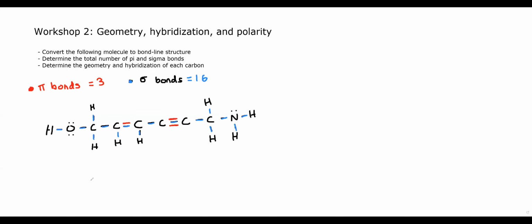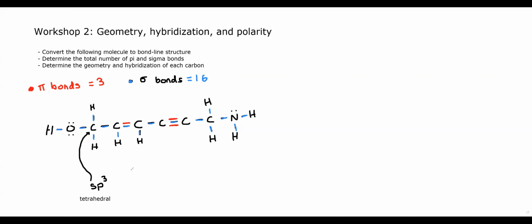Our first carbon right here has 4 single bonds, and we know if carbon is connected to 4 things, 4 single bonds, it's going to be sp3 hybridized. And the geometry, 4 things spreading out around an atom, 4 single bonds, that gives tetrahedral geometry.